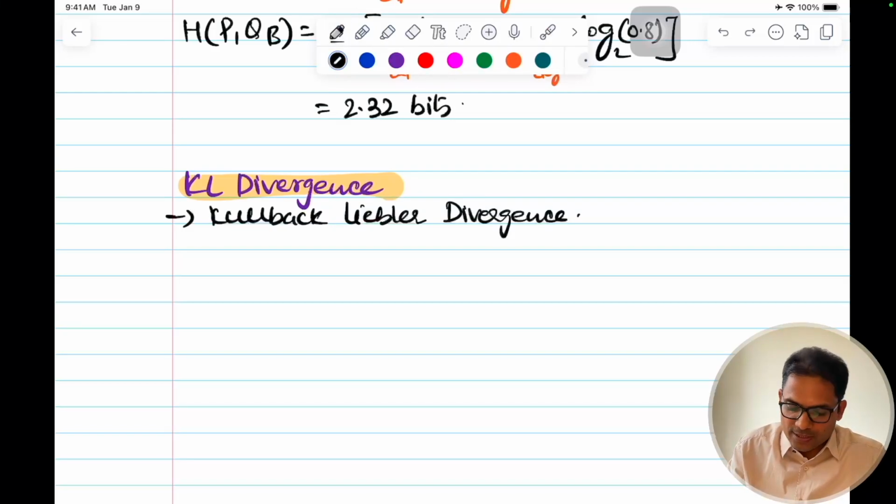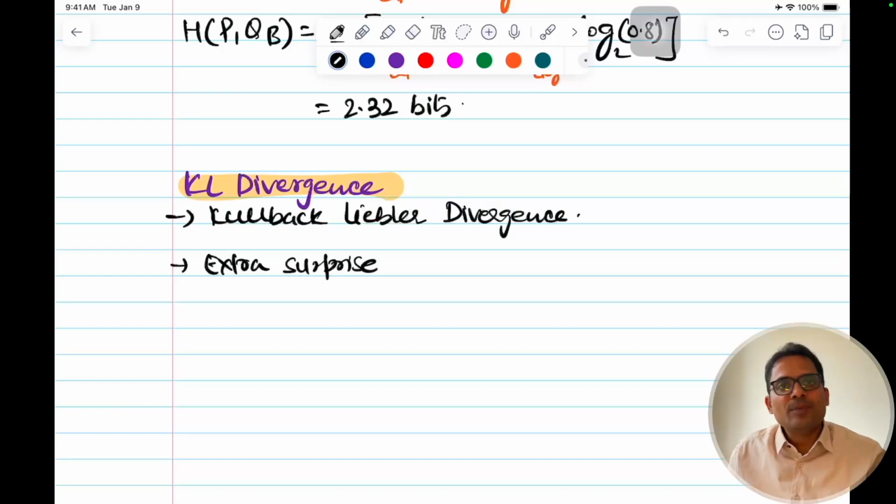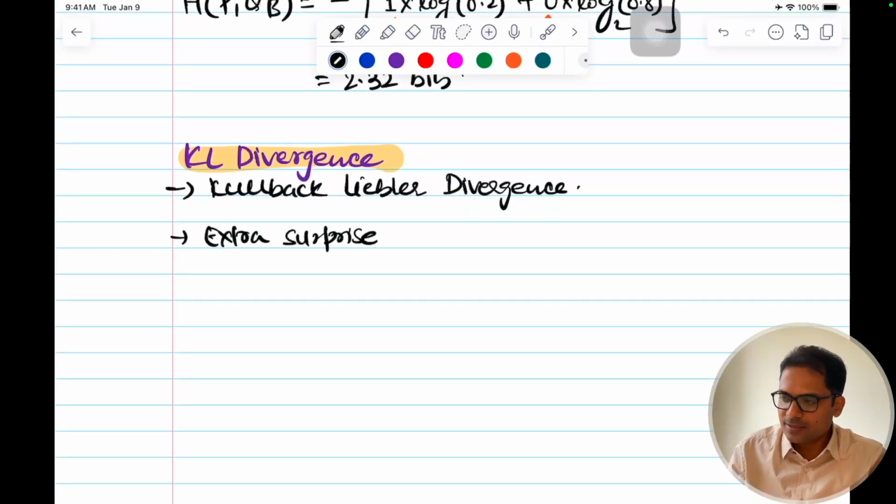I'll give you the formula, then you'll understand. So I'm telling you in words, what is extra surprise. There is an inherent surprise, that is the entropy, plus the extra surprise when I am measuring that same entropy using some other model. So what is the difference in both the surprises? That's what KL divergence measures.